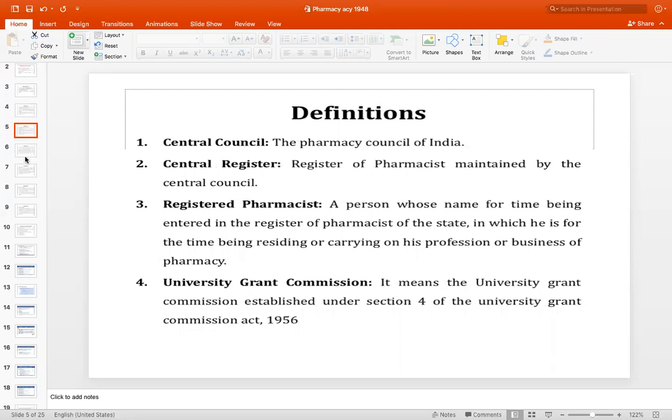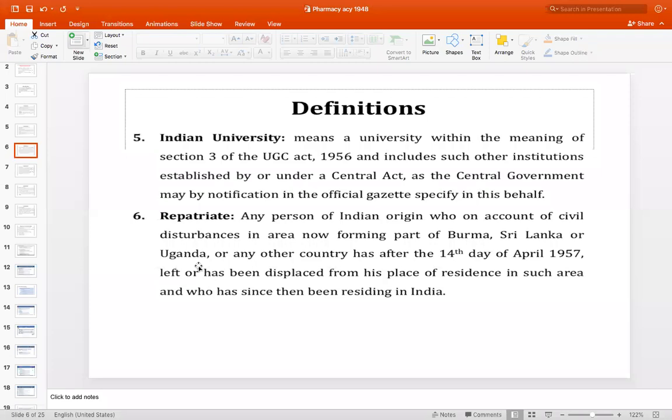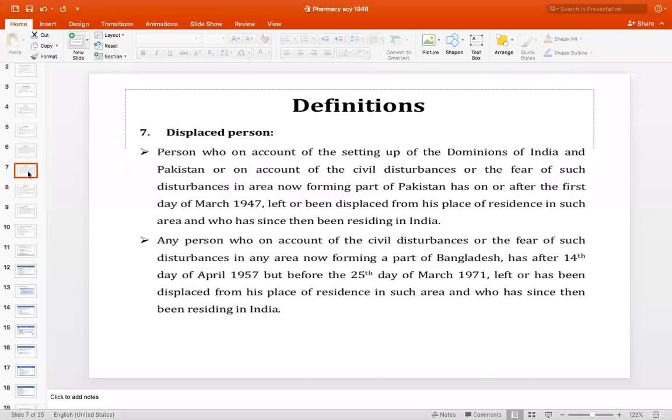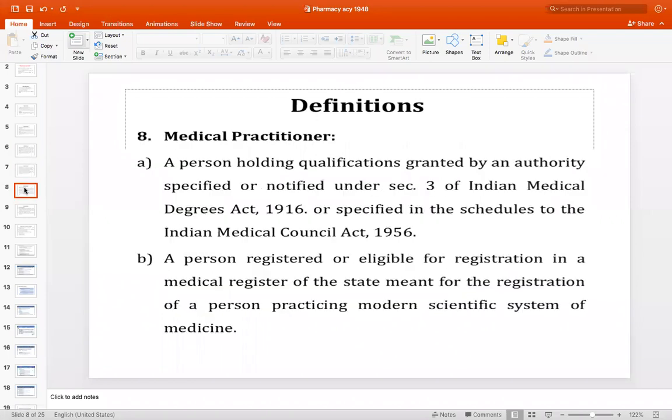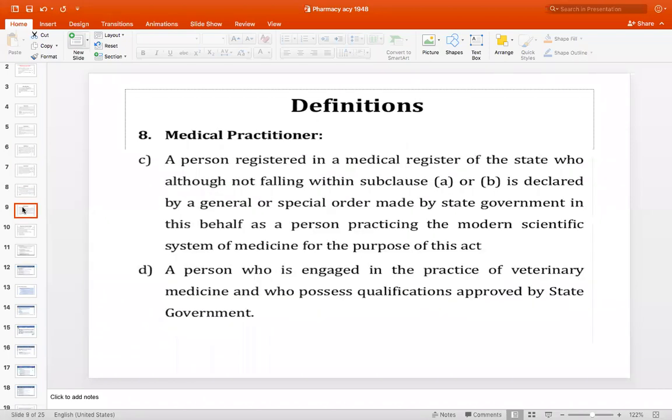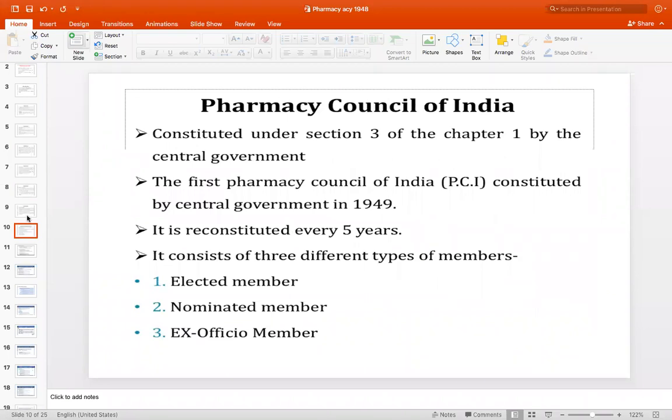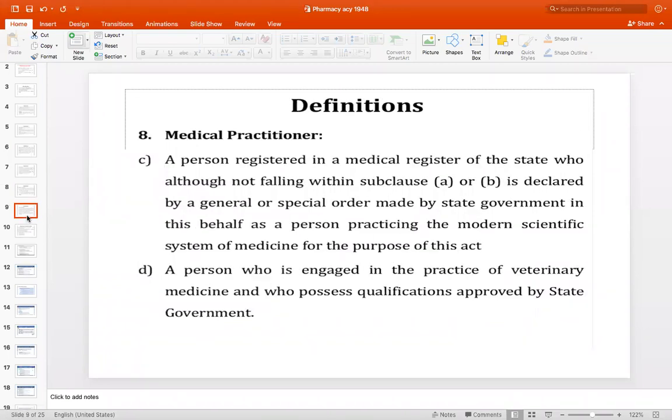And we studied different definitions like Central Council, Central Register, Registered Pharmacist, UGC, and Indian University, repatriate, displaced person, medical practitioner. All these definitions we studied because these people or these definitions are related to Pharmacy Act, or they are related to Pharmacy Council of India.